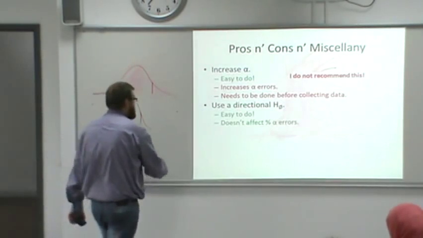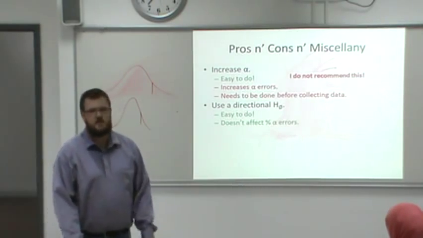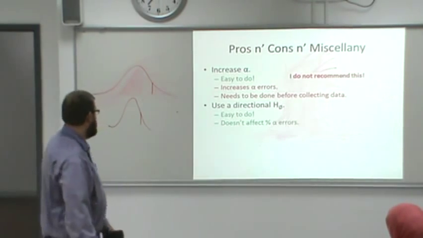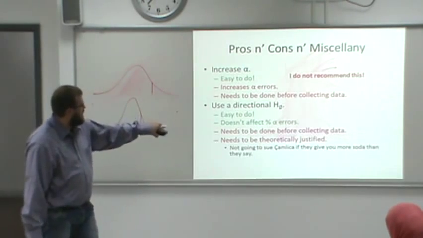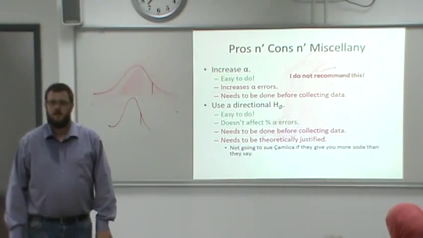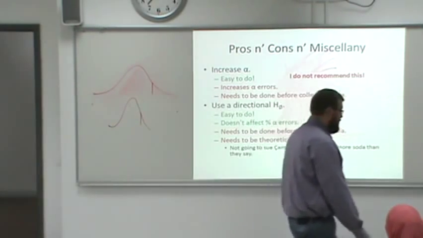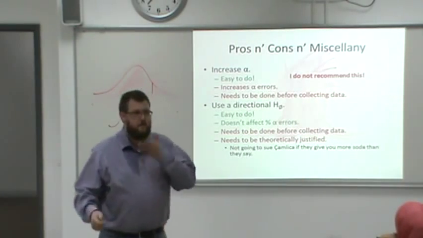Now, this is also really easy to do. Really easy to do. Okay, I'm gonna do one tail instead of a two tail. Really, really simple to do. It doesn't affect the percent of alpha errors. However, it needs to be done before collecting data, and it should be theoretically justified. I mean, if you are flipping a coin, right, you think that it's going to be fair.